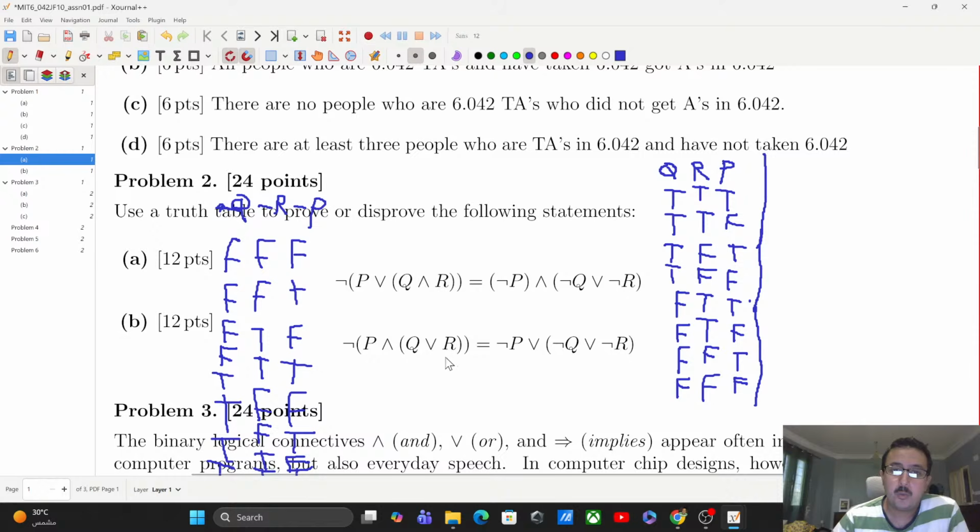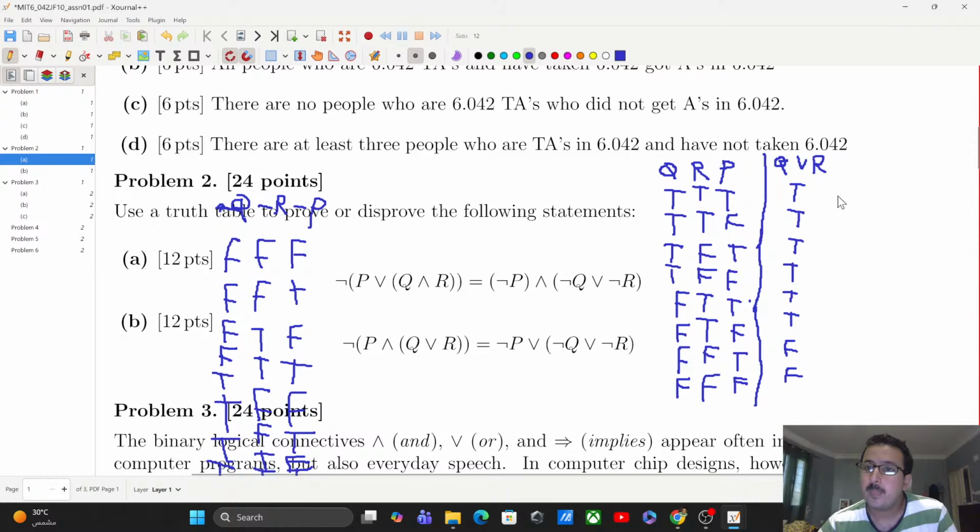I got Q or R. So let's start. Q or R. Q or R. Got Q or R. True, true, true, true, true, true, false, false. Okay.